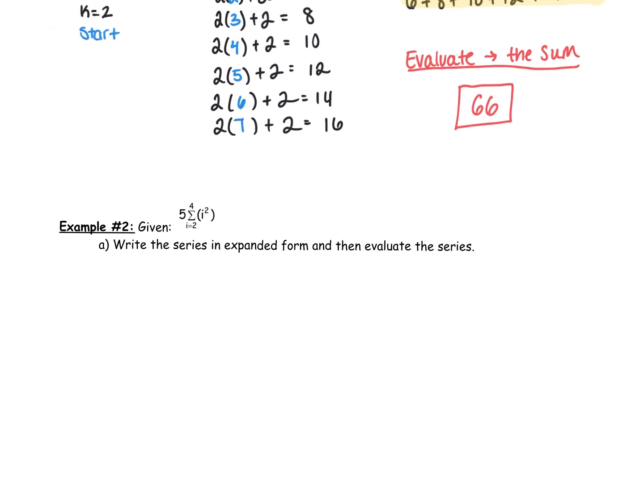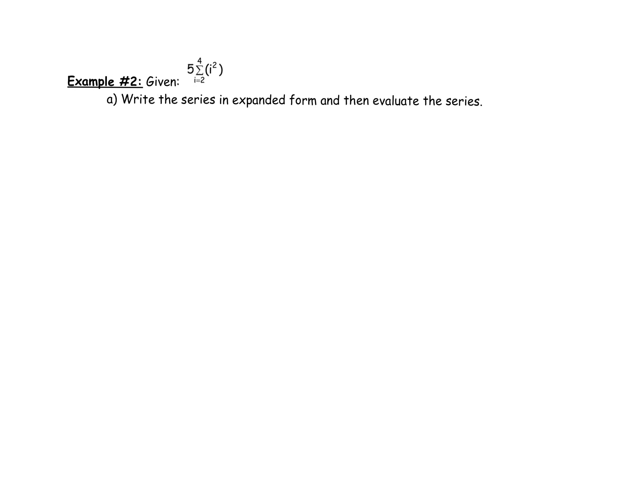All right, let's take a look at example number 2. Same thing goes. They want us to write the expanded form and then evaluate the series, but this time they're giving us another formula. They're giving us the sum from i equals 2 to 4 of i squared. And they also have this 5 in front. So first, let's analyze a couple things. We still have our start value at 2. We still have our end value at 4.